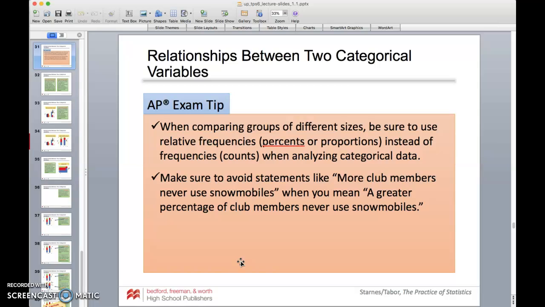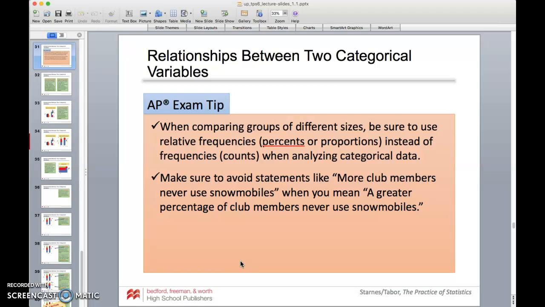Now, some good AP tips as we talk about this. When comparing groups of different sizes, be sure to use percents, relative frequencies. Percents are proportions. Because one group might have more than the other, in which case you might say, well, 100 here, 100 here fit that category, but that might be different because of the sample size. So 100 out of 500 is certainly different than 100 out of 150. By using percents and proportions, we avoid comparing apples to oranges, as we say, instead of using those counts.